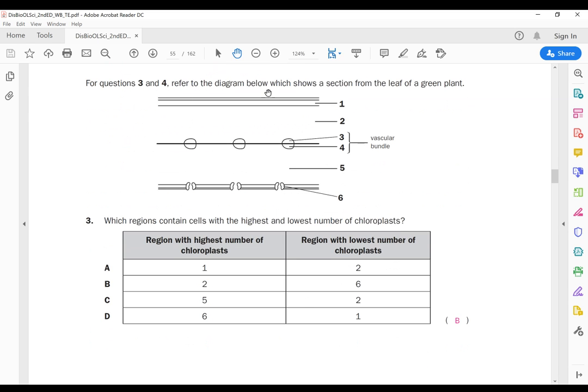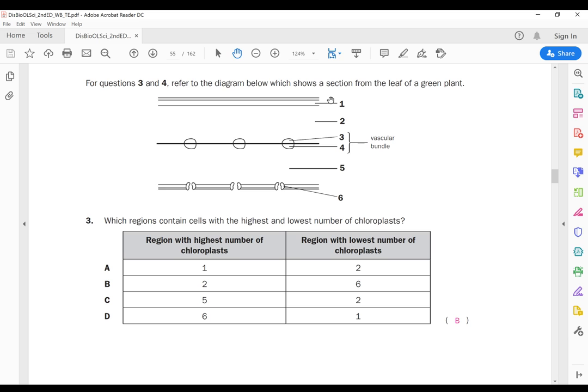For questions 3 and 4 is a diagram of the leaf. They didn't draw the individual cells, but they just give us the different parts. So they ask us which regions contain cells with the highest and lowest number of chloroplasts. So the highest number will be region 2. Region 2 will contain all the mesophyll cells. Actually, in fact, 5 also. Then the region with the lowest number of chloroplasts will be the epidermal cells.